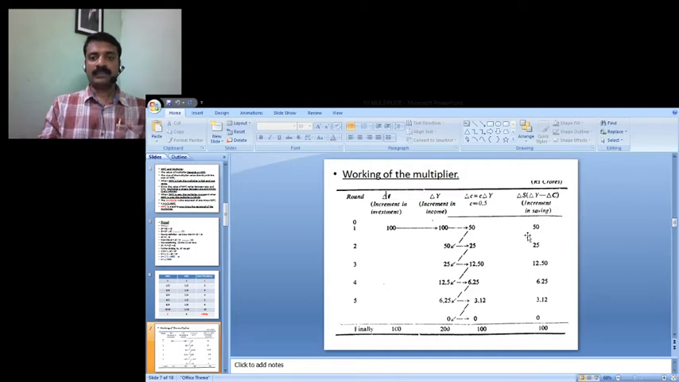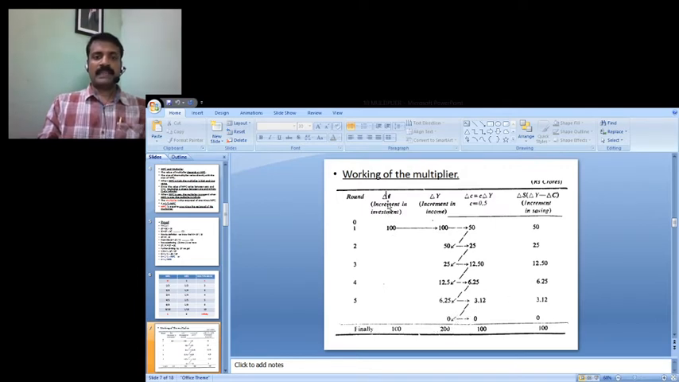50% to MPC and 50% to MPS. So it will become income. Again 25, again this 25 income, 12.5, that goes up to 0, then 0, 0.